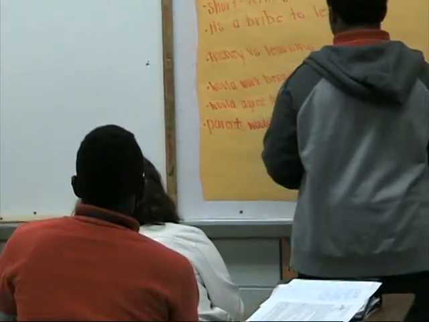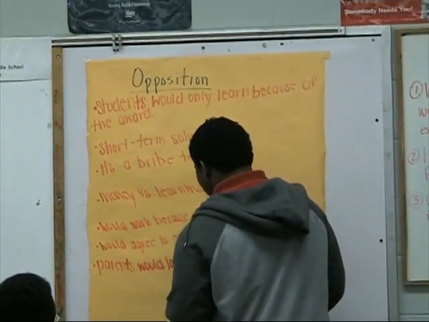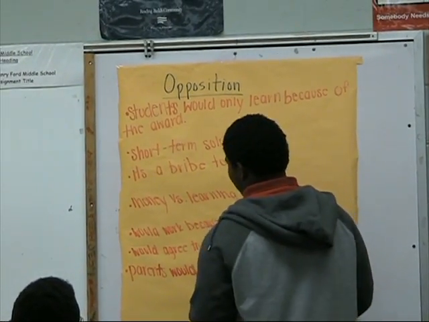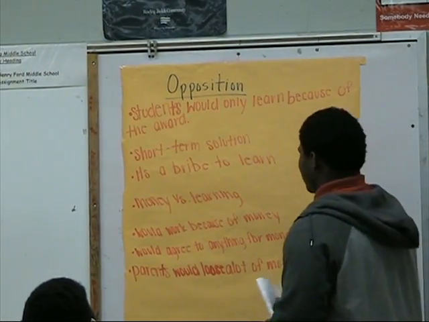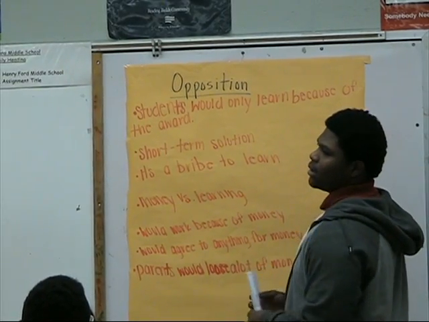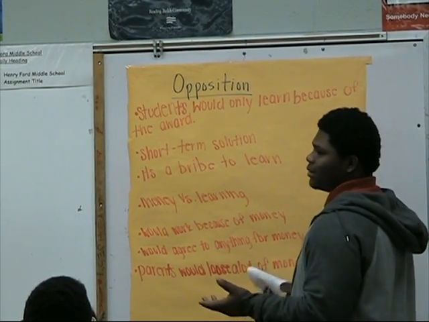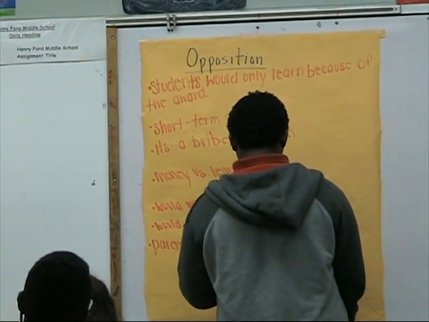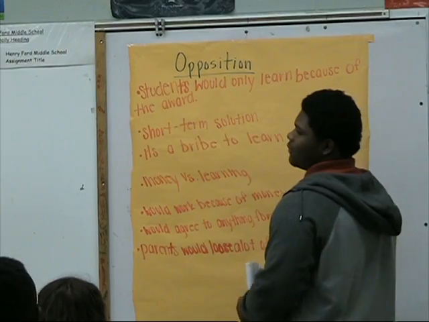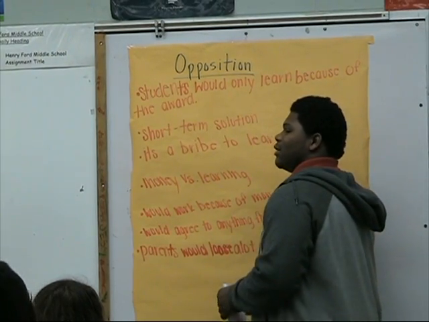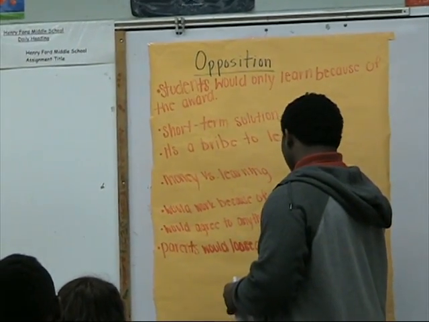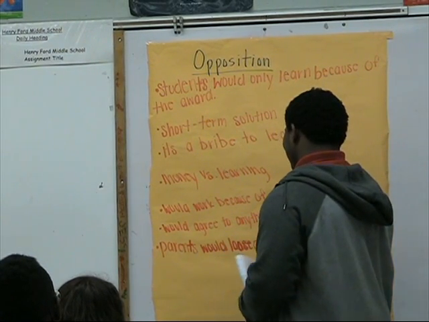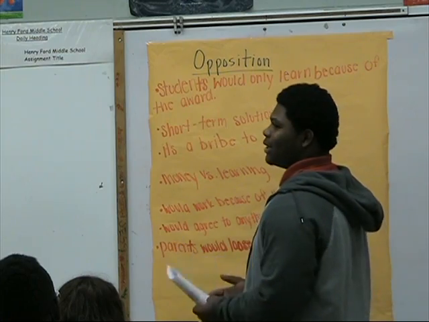Will work because of money, would agree to anything for money. Both of those mean the same thing, because they will agree to do good work to get money, but they wouldn't really be learning anything. Okay. Parents would lose a lot of money because they're rewarding them for just not trying to learn, not memorizing things in the class. They would just jot things down, so they would be losing all the money that they worked hard for.